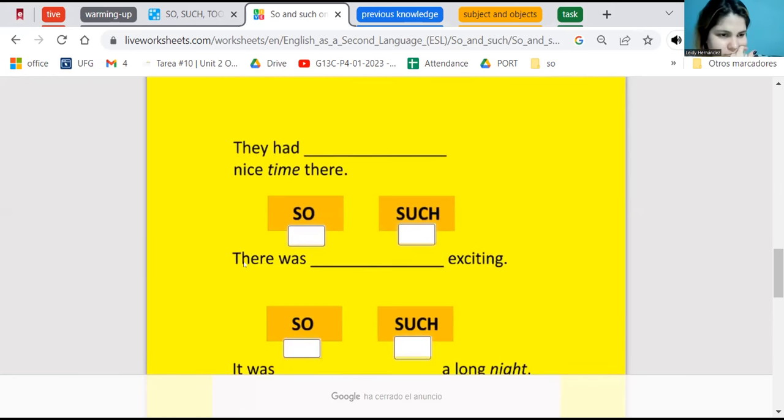So what do you think, guys? So nice time there or such nice time there? Remember that we use these two words in order to emphasize something, right? And we need to follow a structure. They have so or such. Anybody? Julio, can you read the full sentence? They had so nice time there. Okay, so we're going to check it.